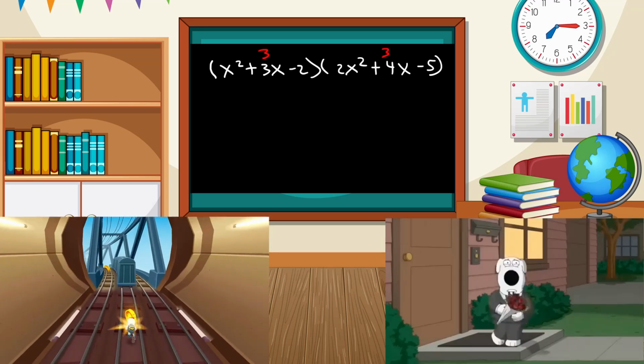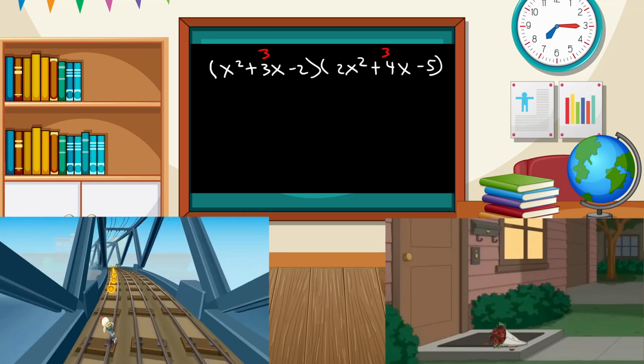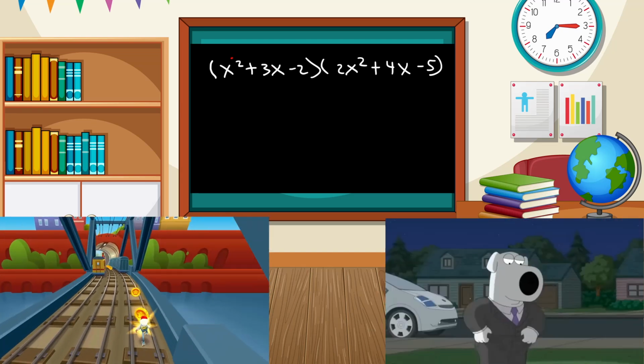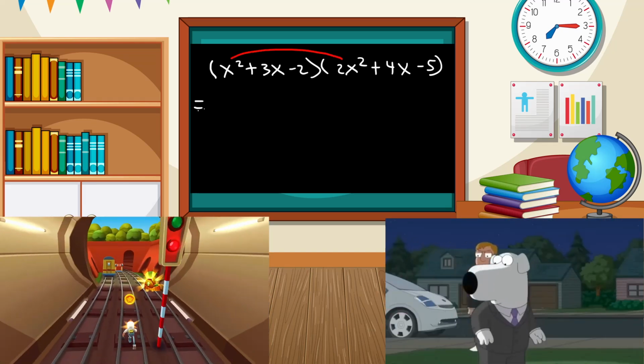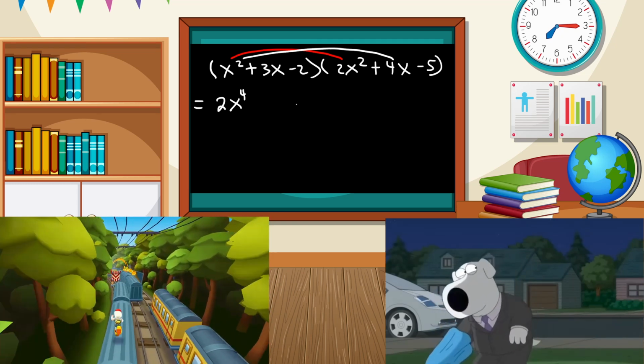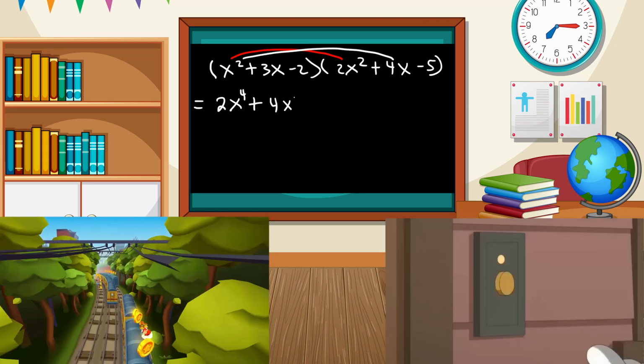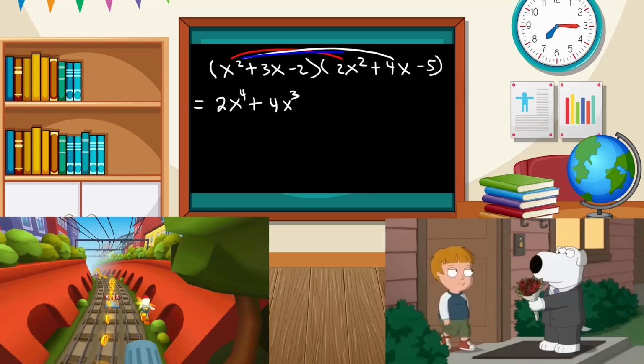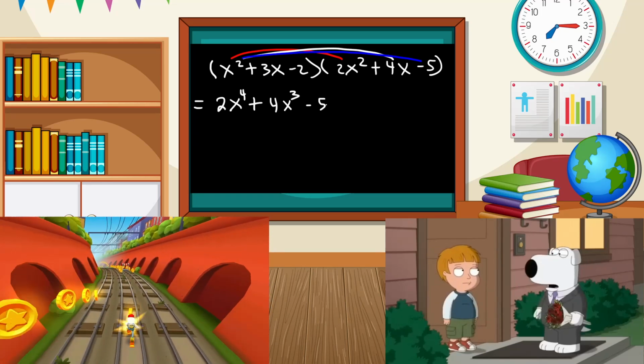So when multiplying a trinomial by a trinomial, initially you should get 9 terms. 3 times 3 is 9. So let's begin by multiplying x squared by 2x squared. So that's going to be 2x to the 4th power. Next, let's multiply x squared by 4x. So that's going to be 4x to the 3rd power. And then we're going to multiply x squared by negative 5, which will give us negative 5x squared.